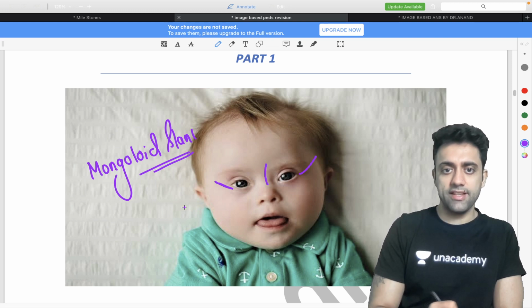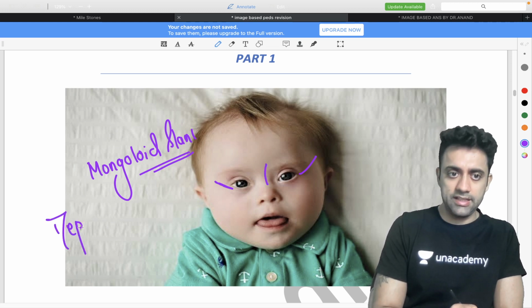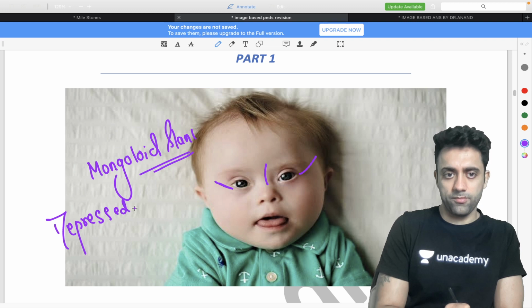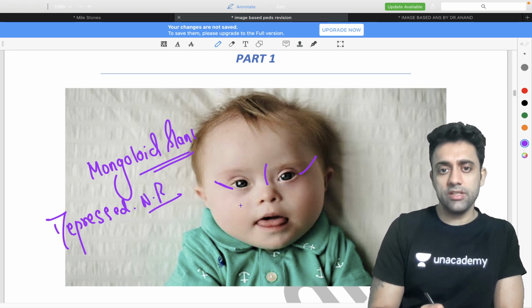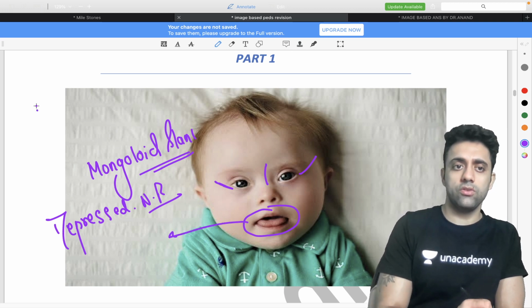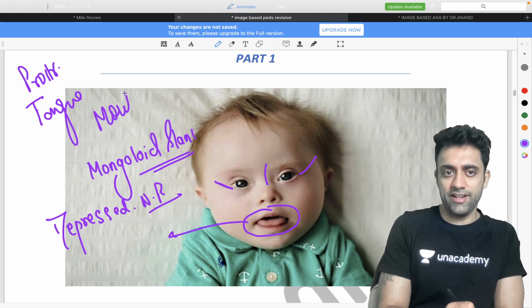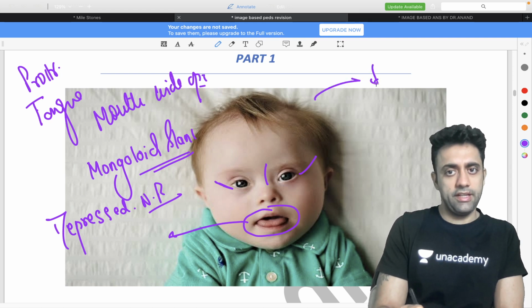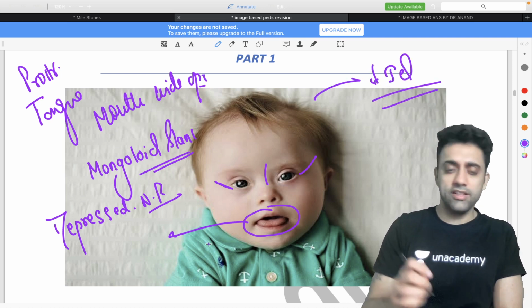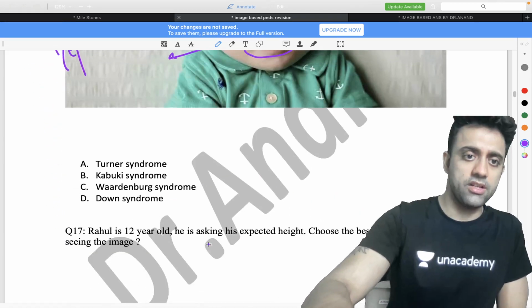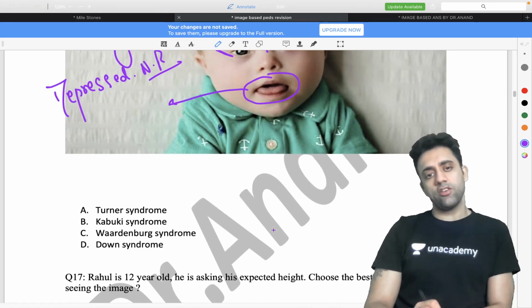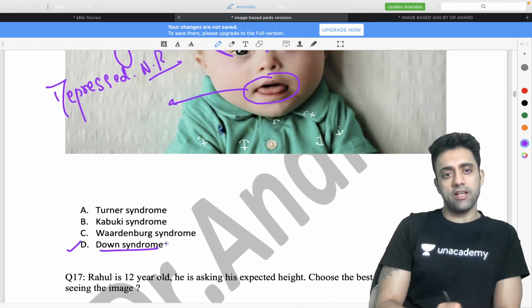Can we see a depressed nasal bridge? Yes or no? Can you see the mouth wide open, tongue protruding out? Protruding tongue, mouth wide open, decreased IQ. Okay, all these, what is the syndrome? The options are Turner syndrome, Kabuki syndrome, Waardenburg syndrome, and Down syndrome. The answer is Down syndrome.